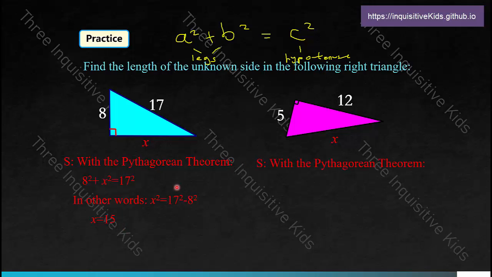Second one, with the Pythagorean theorem, we know that 5 squared plus 12 squared equals x squared. That would be 25 plus 144. In other words, x squared equals 169. So then x equals 13.